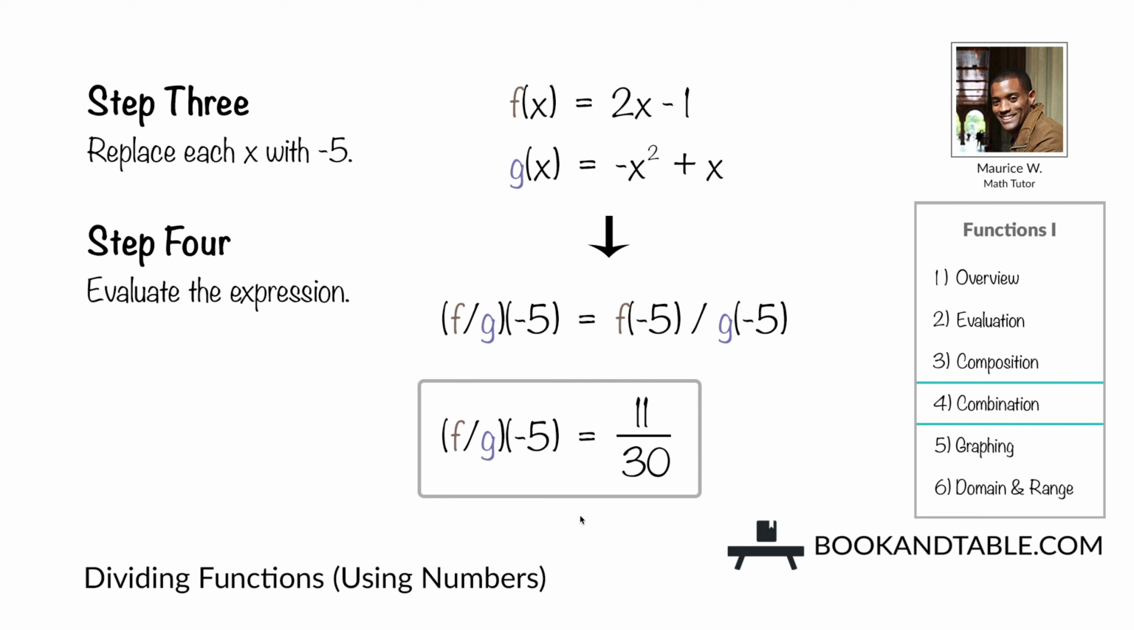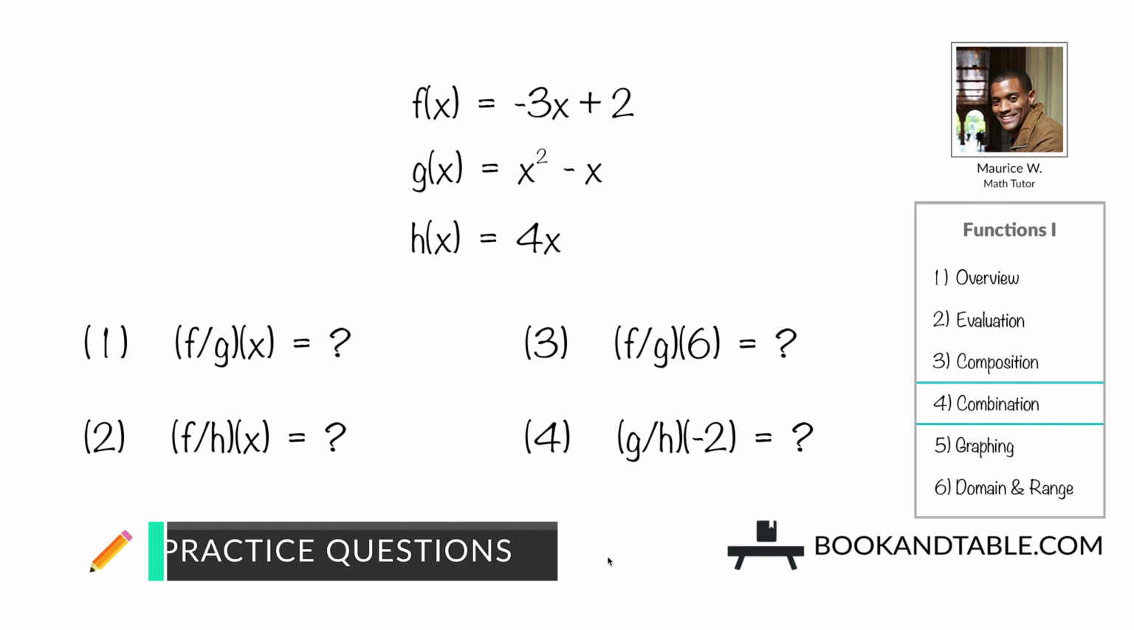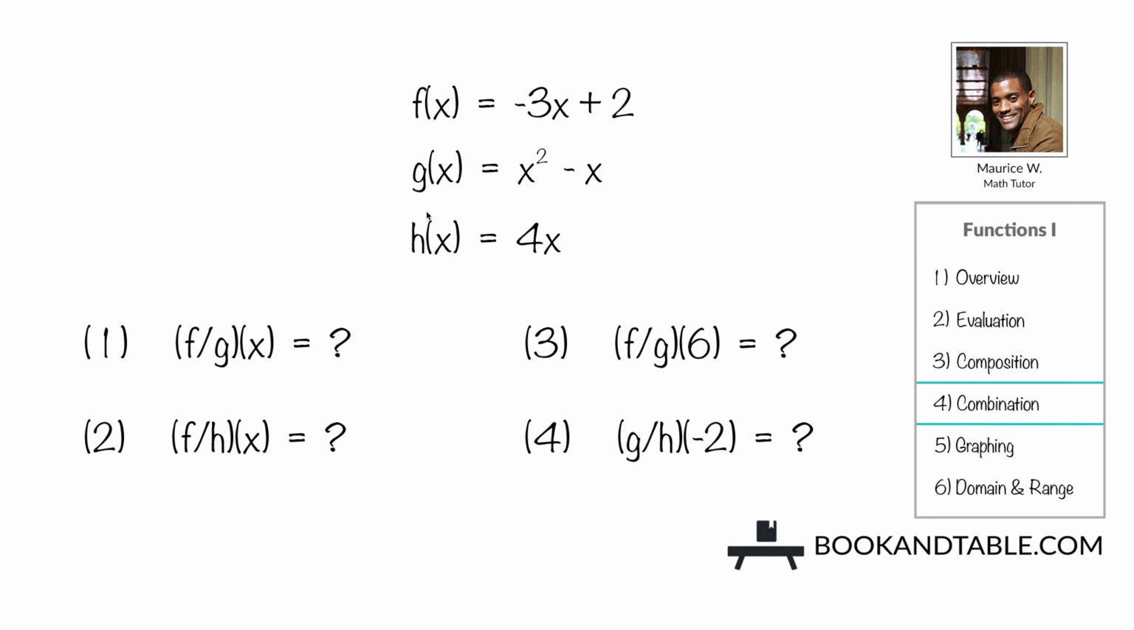So that is how you go about dividing functions using both expressions and numbers. Let's now have you try a few practice questions. Given f of x is equal to negative 3x plus 2, g of x is equal to x squared minus x, and h of x is equal to 4x. Question number 1, what is f divided by g of x equal to?